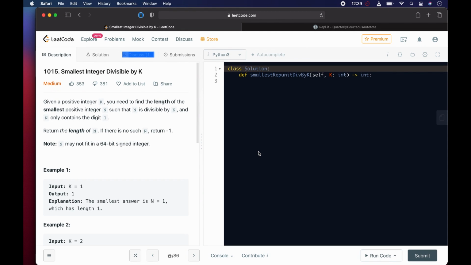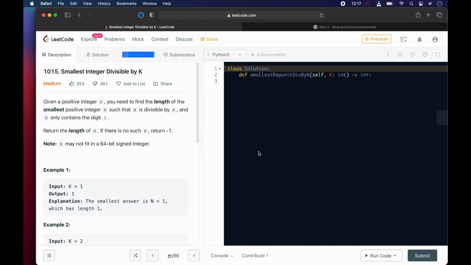The question in question is 1015, smallest integer divisible by k, right? You're given a positive integer k, and you are supposed to find the length of the smallest positive integer n such that n is divisible by k, and n only contains the digit 1, right?